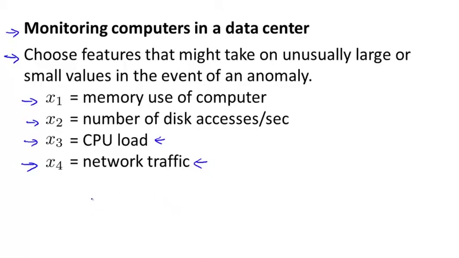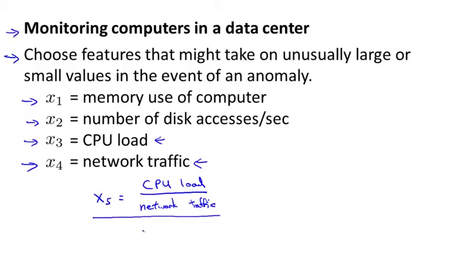In that case, to detect that type of anomaly, I might create a new feature, x5, which might be CPU load divided by network traffic. And so here, x5 will take on an unusually large value if one of the machines has a very large CPU load but not that much network traffic. And so this will be a feature that will help your anomaly detection capture a certain type of anomaly.